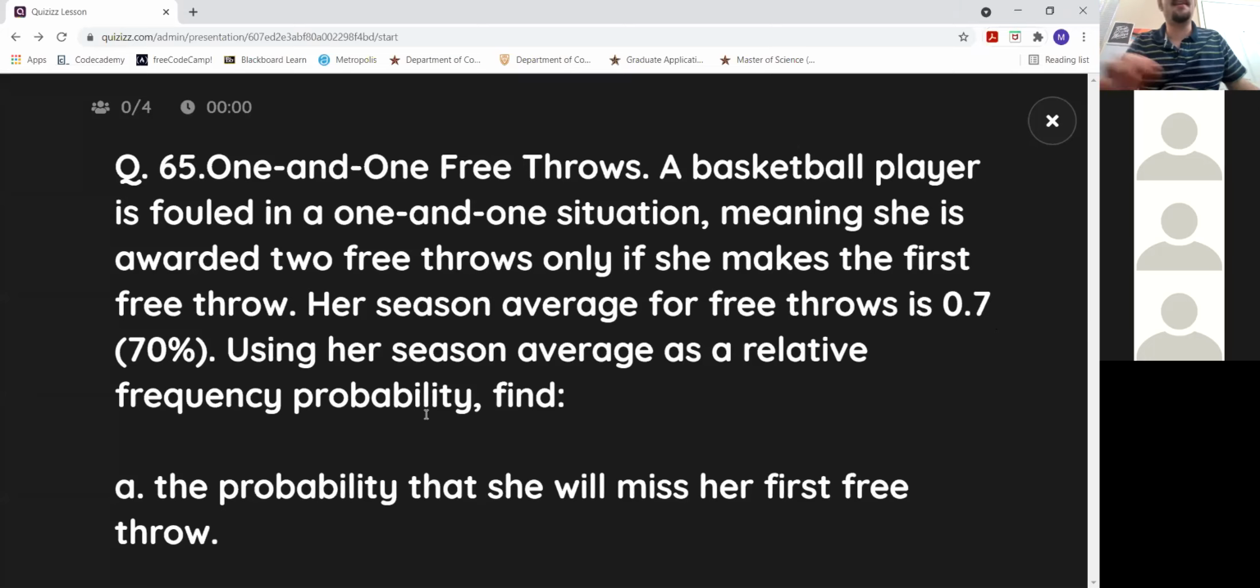Okay, so she's got a 70% chance of making it. Yes. What is the probability she will not make it or that she will miss it?